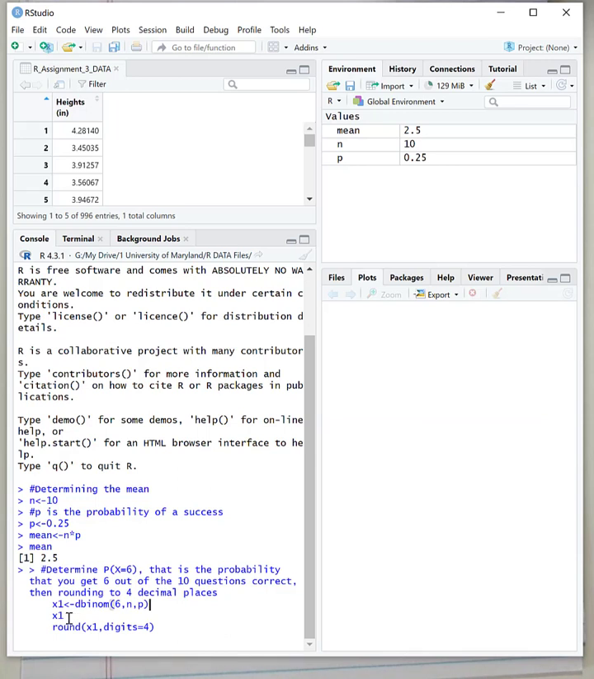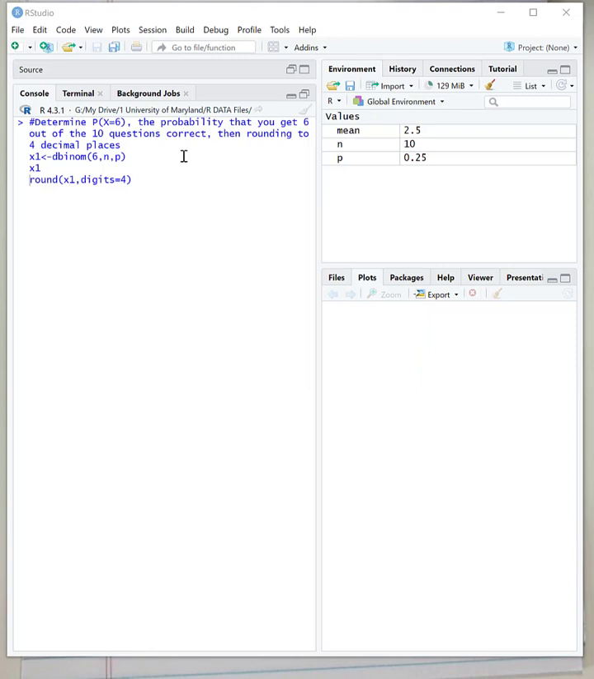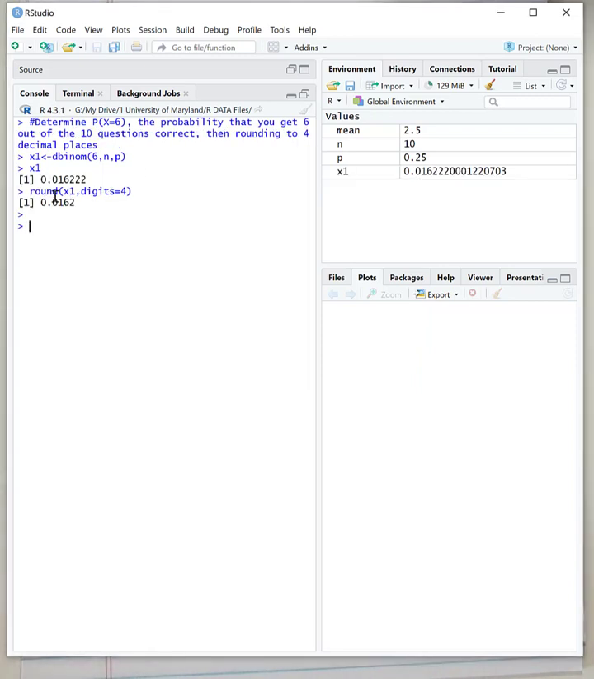And then you say, let's look at x1, but we want to round it to 4 decimal places. Just looking at this clearly, determine the probability x equals 6. That's the probability that you get 6 out of the 10 questions correct. Then round to 4 decimal places. So we see that our probability is 0.01622, and rounded to 4 decimal places is 0.0162. Now let's think. So that's like about getting a 60 on the test.